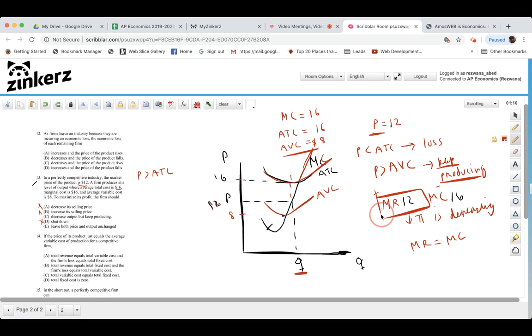Okay, so the answer is C. You need to decrease your output. Yes, but you should still keep producing. Yeah, okay. Got it. Okay. All right.